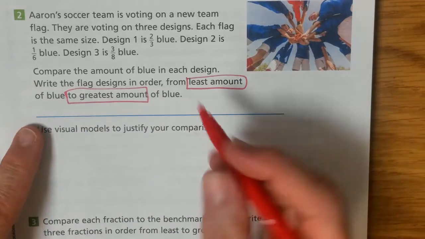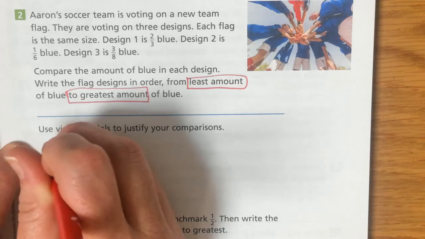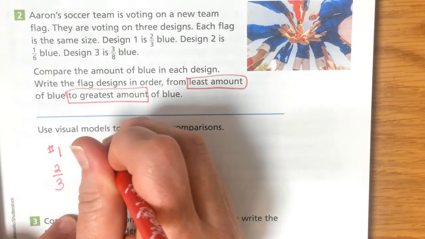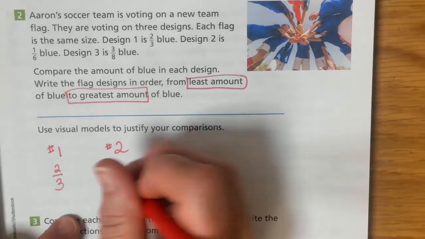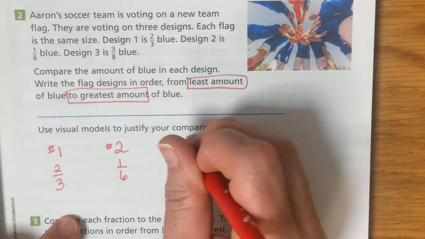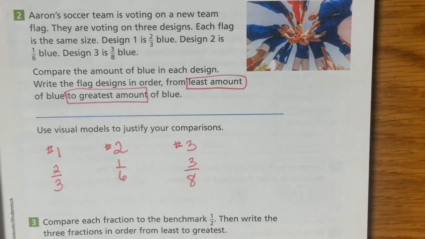So we want to write these in order from least to greatest. So we've got design number 1 is 2/3 blue. Design number 2 is 1/6 blue. And design number 3 is 3/8 blue. So when I look at these denominators, could I find a common denominator for these fractions? I could for these, right? I could use the common denominator 24 for all of these.